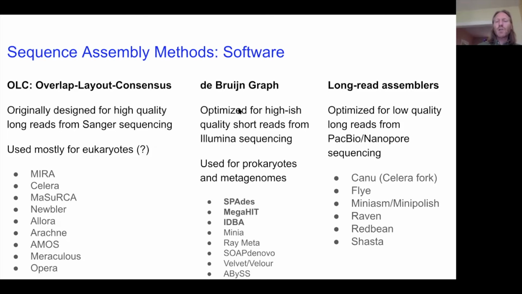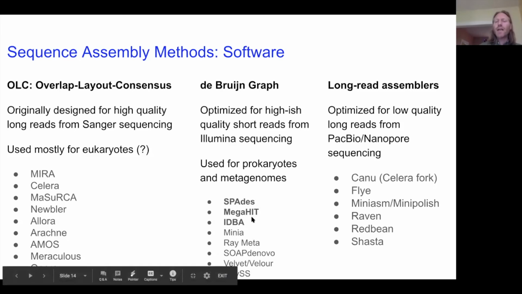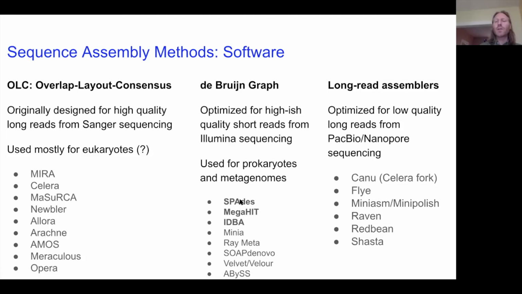And in particular, I just wanted to mention the three that I've seen personally most used in the world of metagenomics, especially large scale metagenomics: SPAdes, MegaHit, and IDBA. And each of these has a version that's specifically tailored for metagenomes. So for SPAdes, it's called MetaSPAdes. For MegaHit, there's a flag for running it as a metagenome. And for IDBA, there's a fork called IDBA/UD, I think.